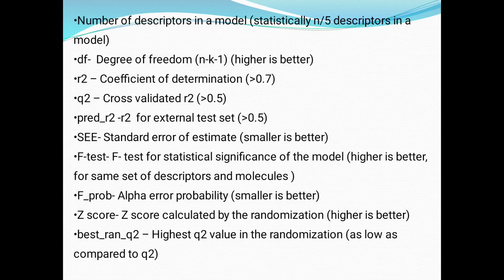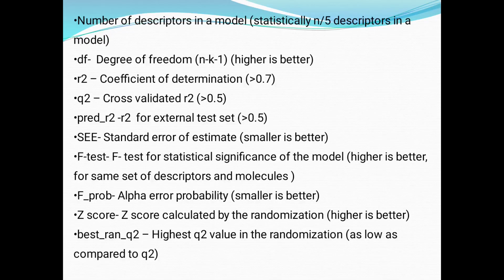F test is for the statistical significance of the model. Higher F is better for the same set of descriptors and molecules. Of course, this should be higher, only then will it give clearly an idea of what kind of molecules should be designed. Then F prob, the alpha error probability, should be smaller. And then you have a Z score, which is calculated by randomization. The higher the Z score, the better.